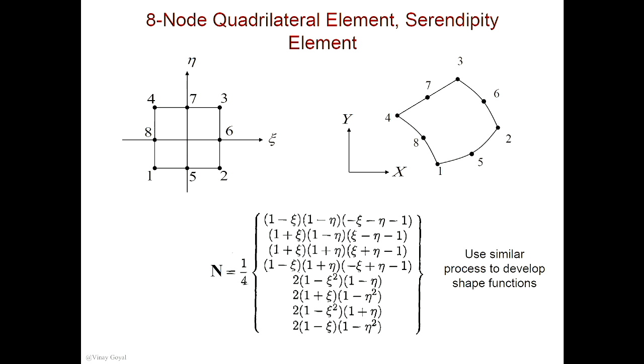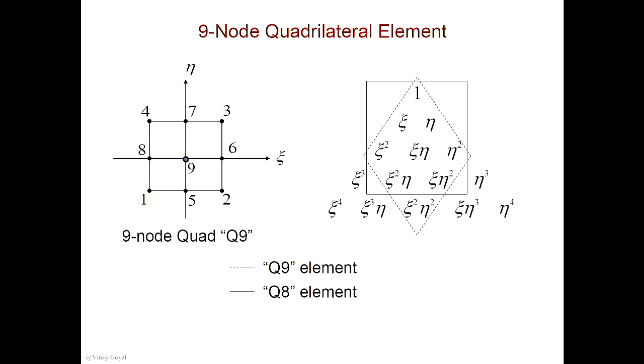I'll cover that. 9-node quadrilateral element, so I can also have a quadrilateral element and put a middle node there. This is called a bubble function. So the function that goes with this node is called bubble function. The reason it's called bubble function is because a shape function, if that node is active, is going to cause like a bubble, right? So it's going to push. If I fix this and I apply a load to the center node, it's going to cause a shape of a bubble. It's called bubble function.